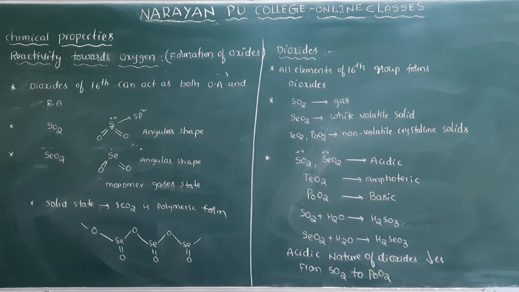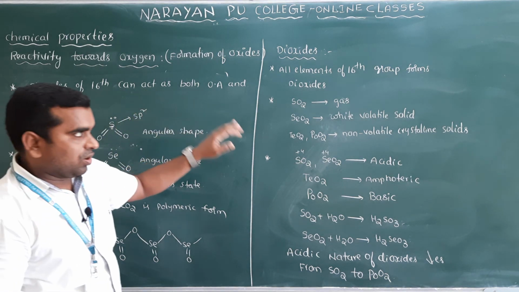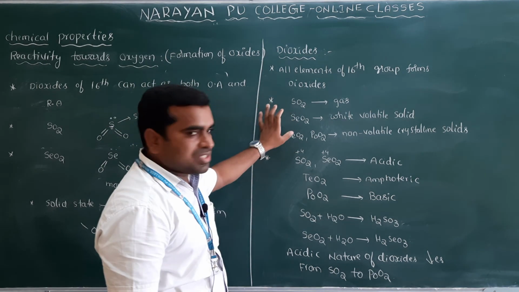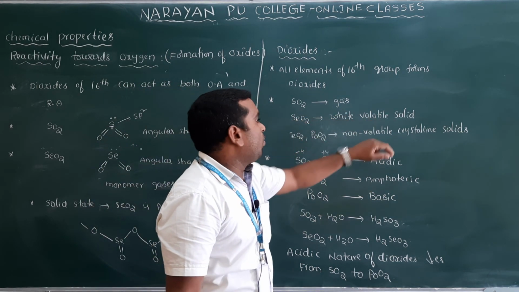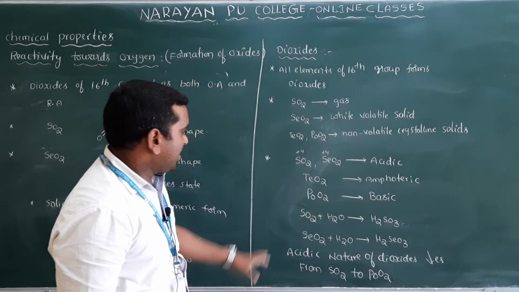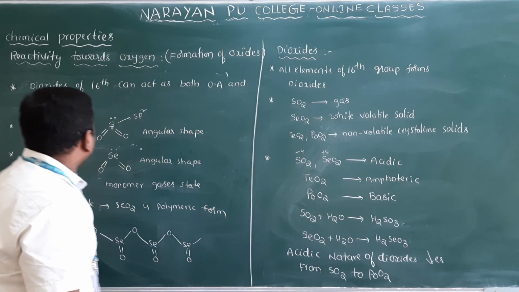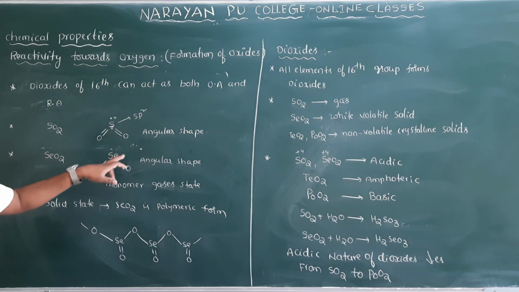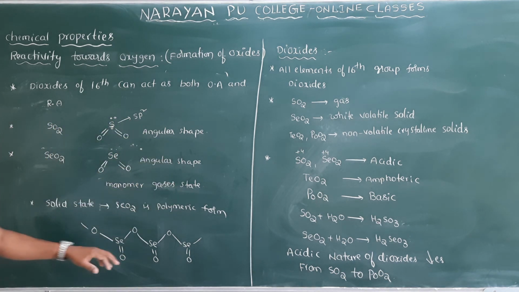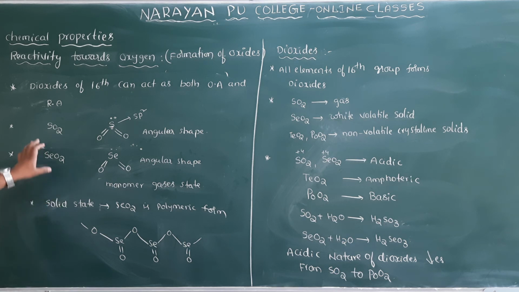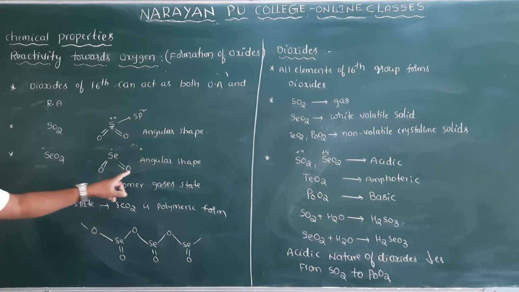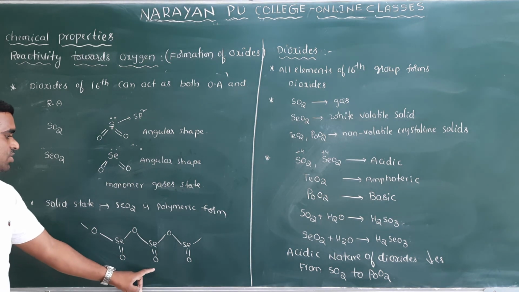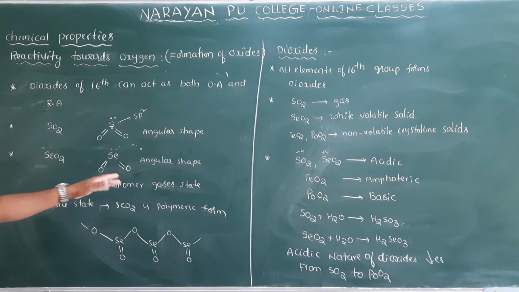Clear? So this is about the dioxides. And you know this system all form the dioxide, and SO2 is gas. These are white volatile solid. It is non-volatile crystal, and you know acidic character, and they can act as both oxidizing and reducing agent. And shape hybridization is sp2 central atom, angular shape. And you know this is SeO2. It is a monomer in gaseous state, but in the solid state it is in which one? Polymeric form. So this is about dioxides.